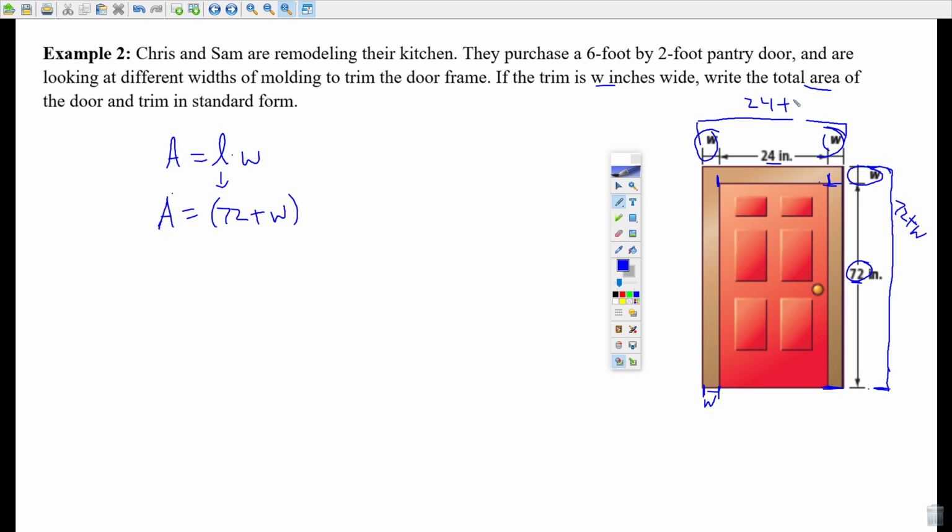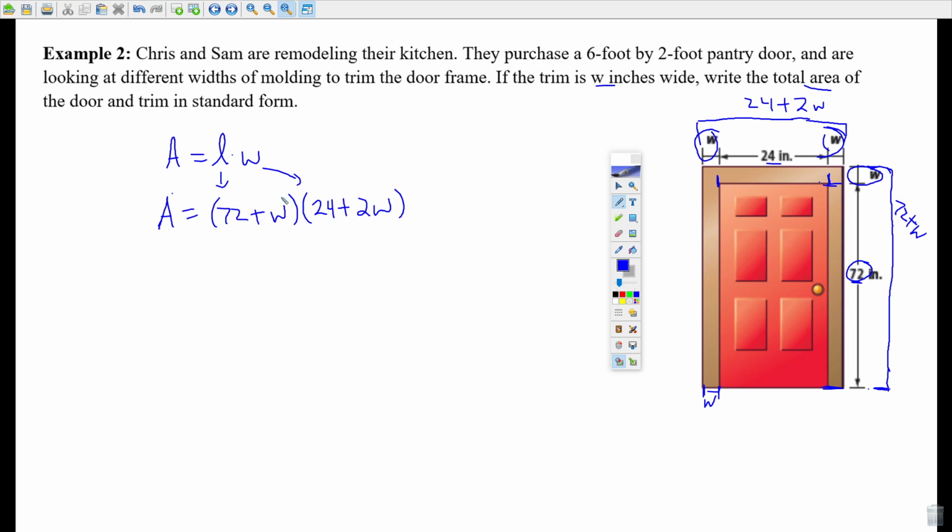24 plus, there's 2 widths of the molding. And so this will be our width here that goes here. So I'm going to put that over here. Again, in parentheses, 24 plus 2W. So if we wanted to find the area, we could just multiply these two things together.